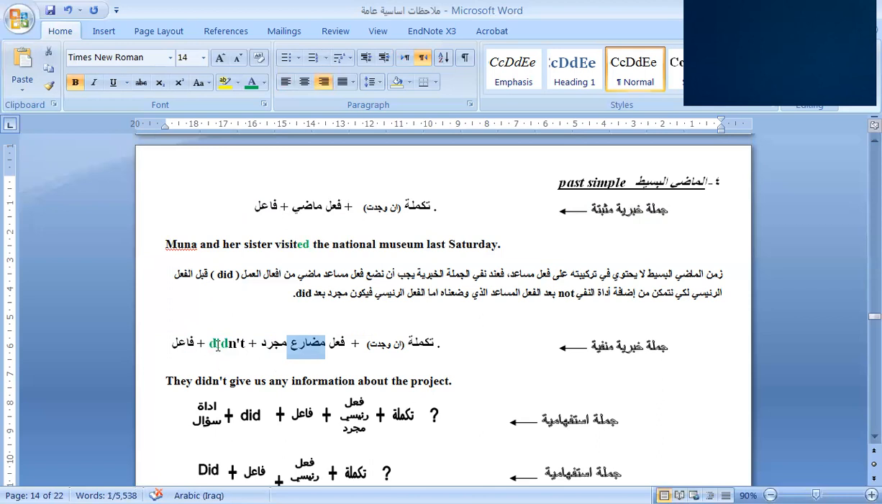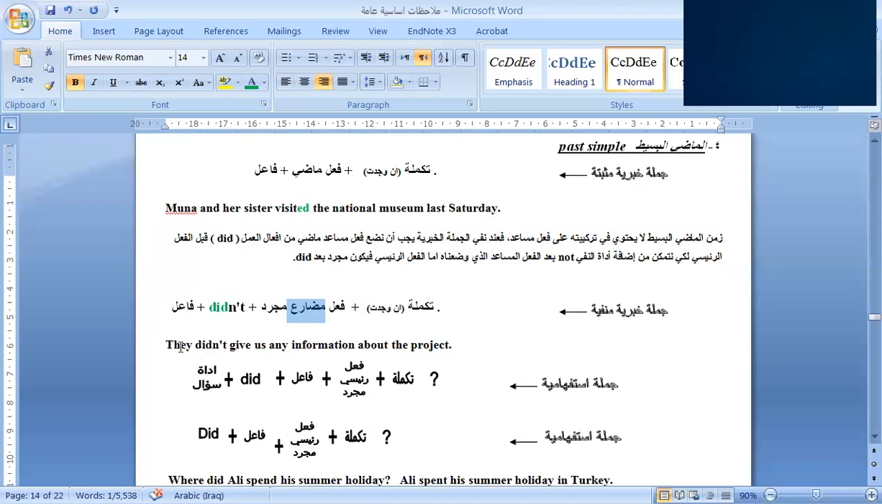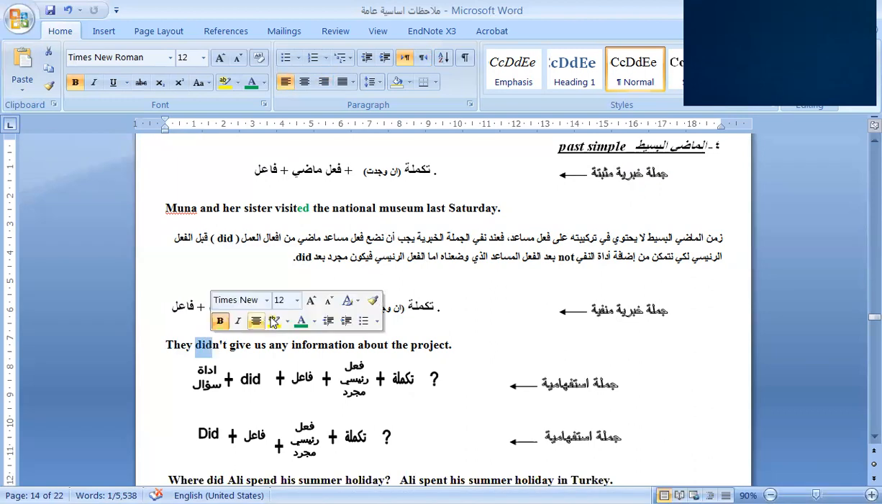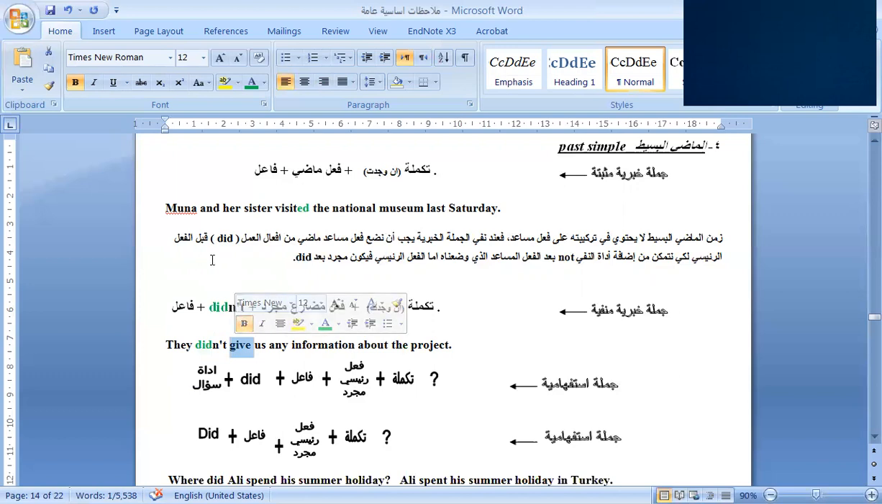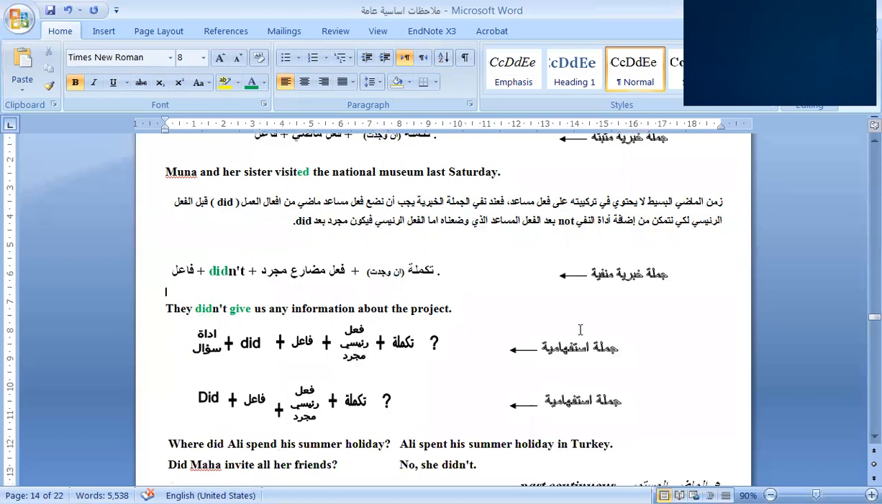اوكي, so as you can see the example: they, subject الفاعل, عندي هنا did ضفنا لها not, didn't. الفعل هنا مجرد give، ما ممكن يكون بالماضي because it is preceded by the verb to do. So they didn't give us any information about the project. لم يعطونا أي معلومات بخصوص project.